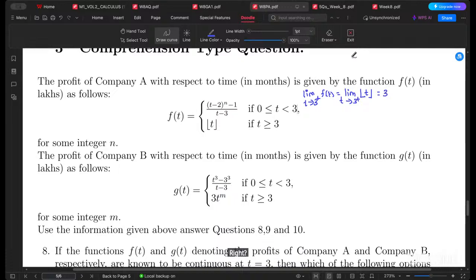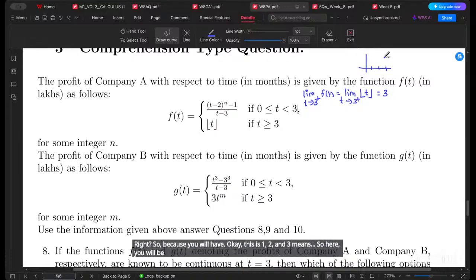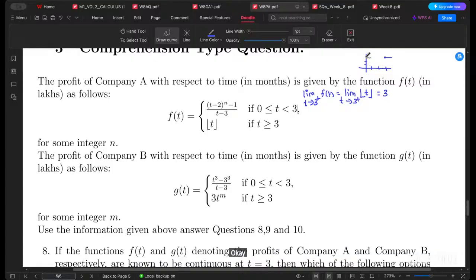Because you will have 1, 2 and 3, so here you will be having 3. So you will have all the values coming to 3 from the right. Okay, fine, this is very straightforward. What about the left limit?